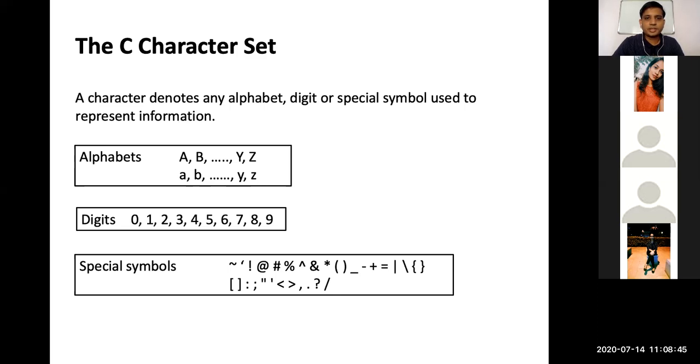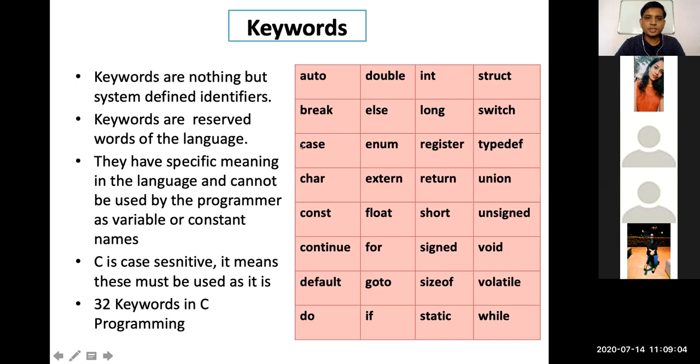So the very first one is the character set. What character set does your C language support? Alphabets, obviously it supports the alphabets. Every language supports the alphabets, capital A to capital Z, then small a to small z. Afterward, the second one is the digits. The digits it also supports.